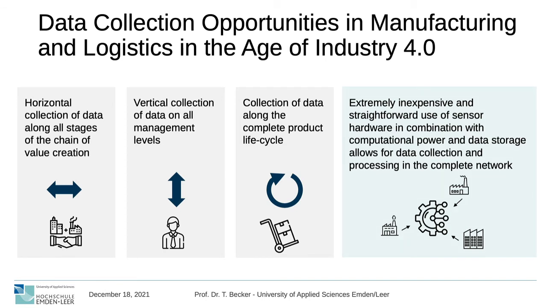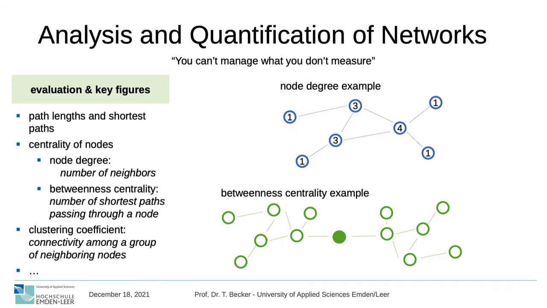So to sum up, the opportunity is that we have extremely inexpensive and straightforward use of sensor hardware, and we can use that in combination with computational power and data storage that we have these days. And this allows for a data collection and processing of data in the complete network. So it should be very easy now, and even easier in the future, to collect all this data that we need for our investigations. Now, what can we do with the network model that we've created?